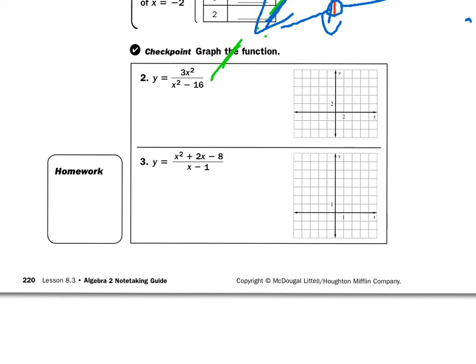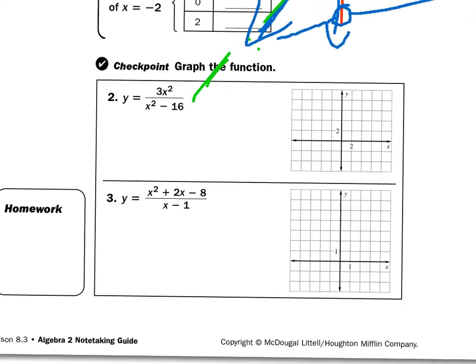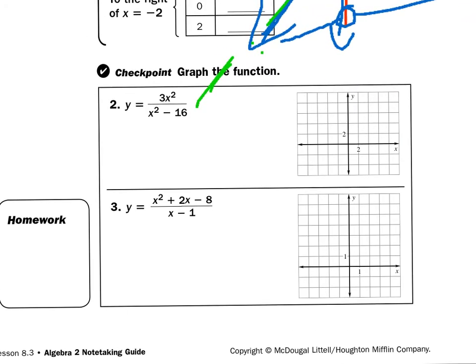You guys take 30 seconds or a minute or 2, or however long it takes you, to do checkpoint 2 and 3 there. Okay, welcome back.